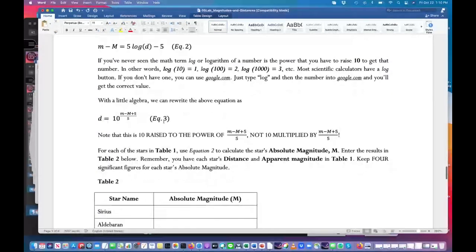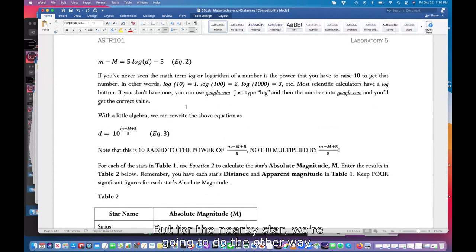Typically for most stars far away, we have to figure out the distance using equation number 3. But for the nearby star, we're going to do the other way, and that's because we actually know the distance. For the star far away, we don't know the distance. We cannot use parallax methods. We have to use other ways to figure out other information, especially absolute magnitude, and then figure out the distance. And so nearby stars and far away stars are actually done differently.